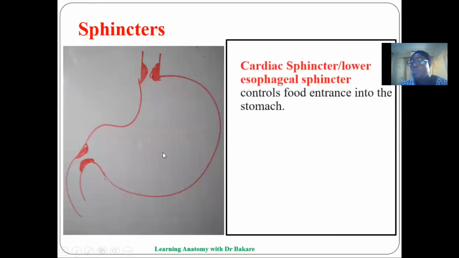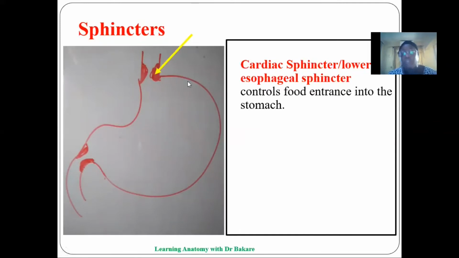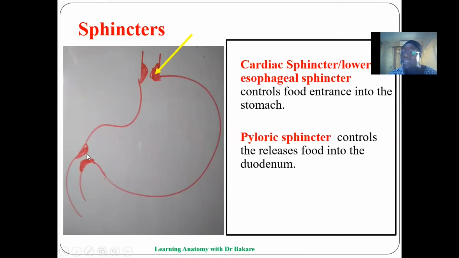So we have the first one, the cardiac sphincter or the lower esophageal sphincter, and this is the cardiac sphincter. This is a muscular thickening around the entrance of the stomach. And what it does is to control the entrance of food into the stomach. Then we have the pyloric sphincter, which is seen around the pyloric region. And what it does is to control the exit of food particles into the duodenum. So this is the pyloric sphincter.